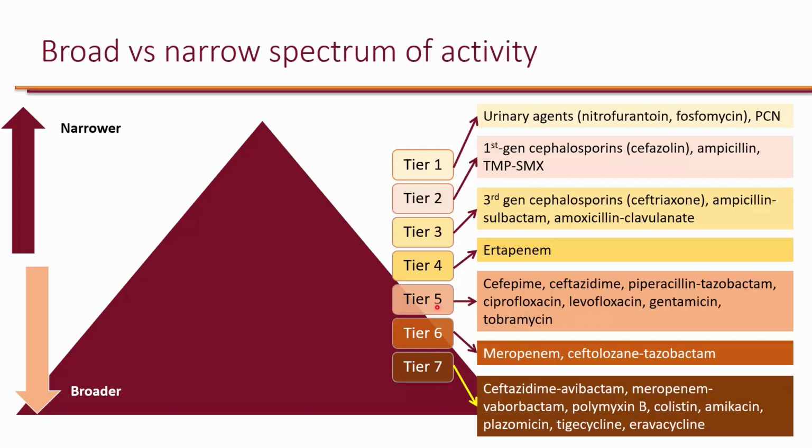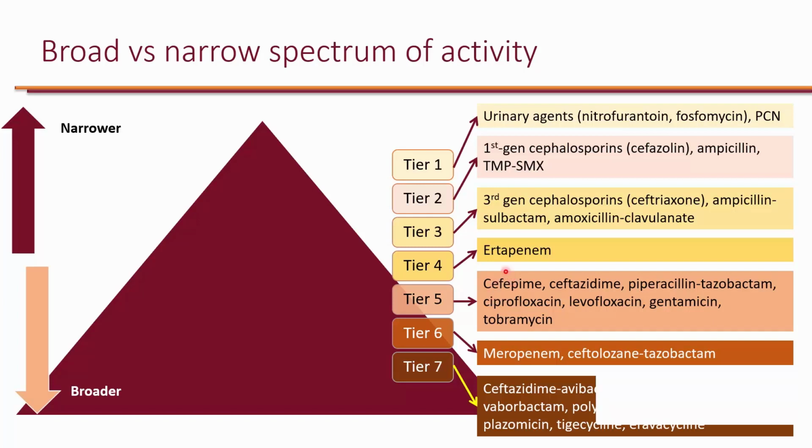Now, starting at tier 5, these are very broad antibiotics because now tier 5 actually has activity against Pseudomonas. So really tier 5 is when people start to talk about broad spectrum antibiotics. So cefepime, ceftazidime, piperacillin-tazobactam, ciprofloxacin, levofloxacin, gentamicin, and tobramycin, they all have activities against Pseudomonas. So these should be reserved for infections where you suspect Pseudomonas. So if you are not treating or if you are not suspecting Pseudomonas, you should not be using tier 5 and higher, because the propensity for collateral damage and selecting for resistance is greatest from tier 5 up.